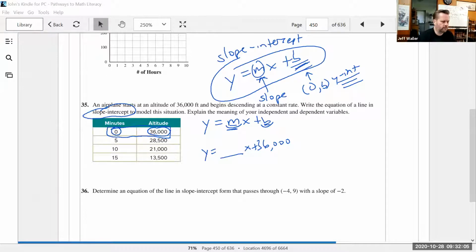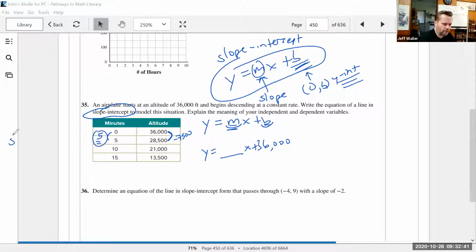All right, let's see. Does anyone think they have the answer for the slope? 5. Be careful. I see where the 5 came from. The minutes changed by 5, but the slope is a ratio of how much the outputs change over how much the inputs change. So how much is this change? Negative 7,500. Good, negative 7,500. And this changed by 5.